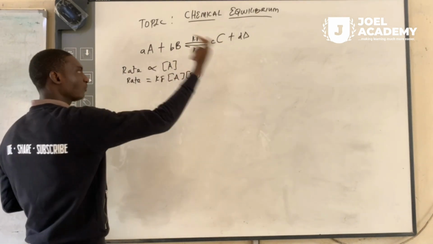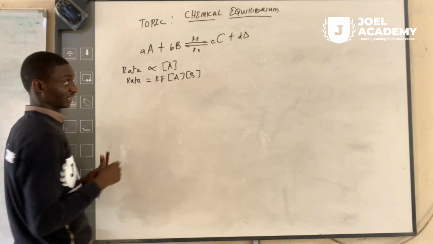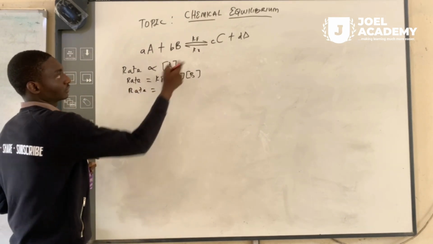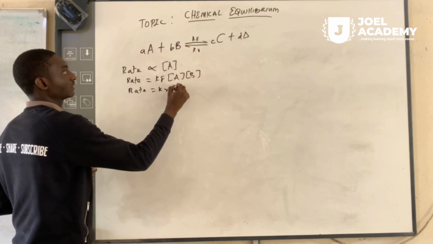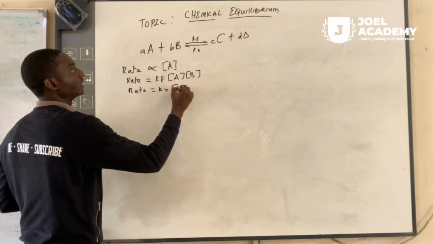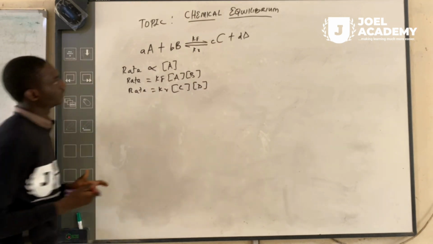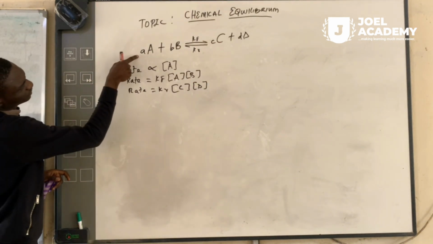Then for the backward or reverse reaction, we have the same thing. Rate will be equal to, instead of Kf, we say Kr, and what is involved here? C and D.